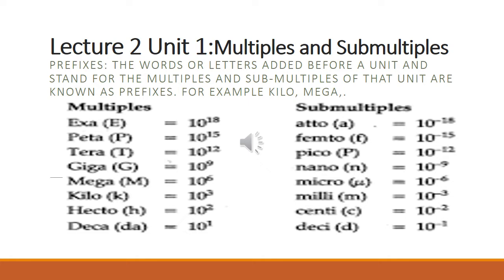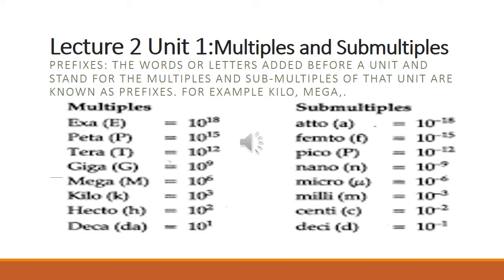So these words or letters which we have already fixed are called prefixes. For example, in your daily life, you may have heard words like kilo, mega, giga, nano, milli, micro, hecto, deca. These are basically used for measurements. Now I want to tell you that these are the multiples. You can see from the slide, multiples and submultiples are separately mentioned.